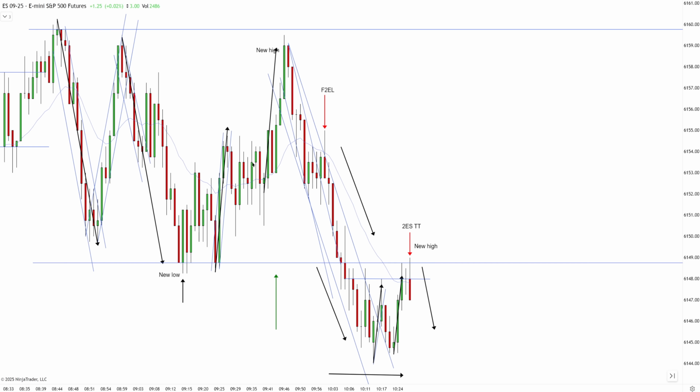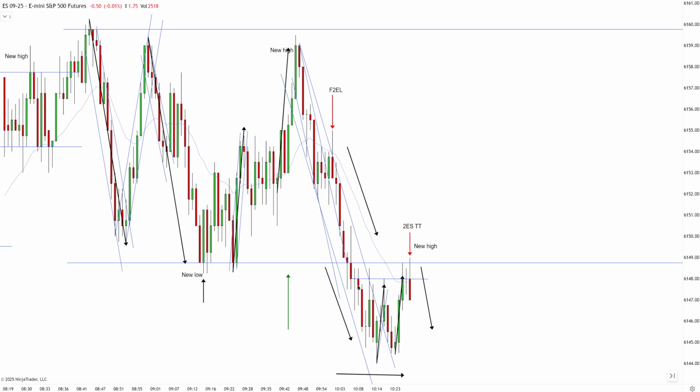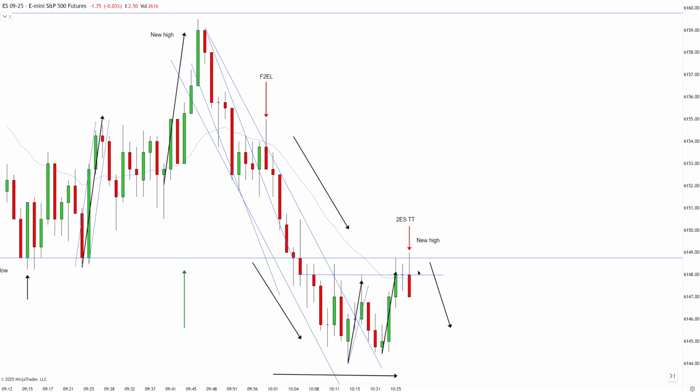Okay, I was super patient here. I wasn't even looking for trades. It was unclear, all over the place. Too choppy, range not fully established. So I was not even looking for trades. But now that you can see price action nicely established, just take advantage of where everything aligns. And this is a high probability setup.